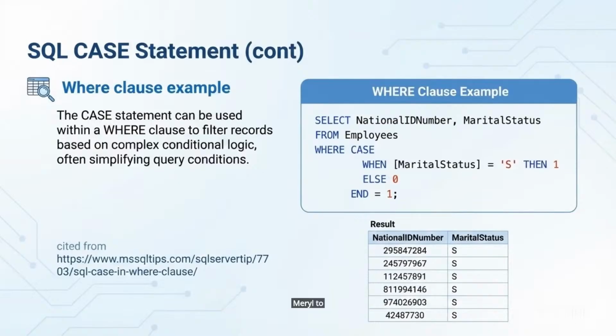Marital status equal to 1, then 1, else equal to 0. Okay. So, and equal to 1. Sure, so one, marital status equal to S.